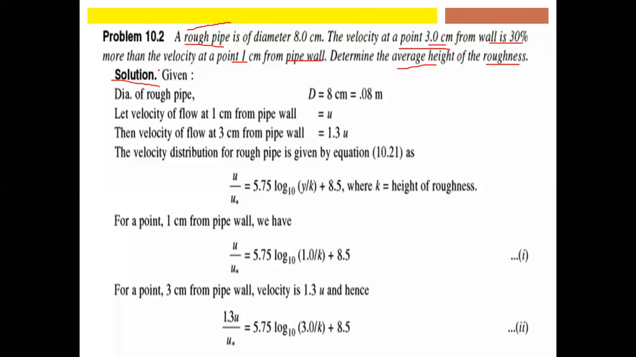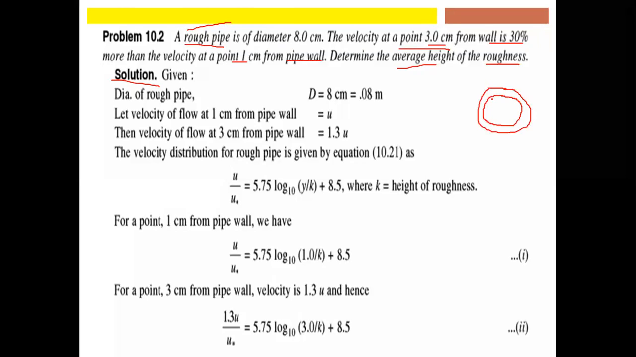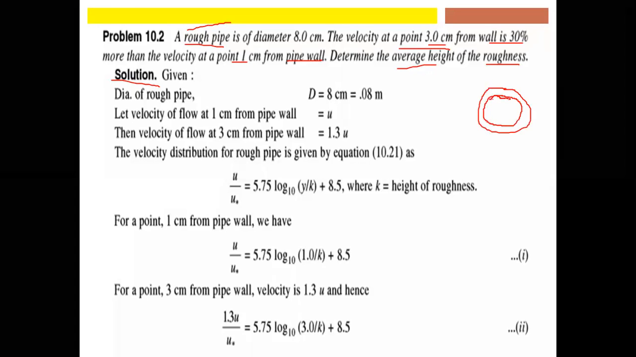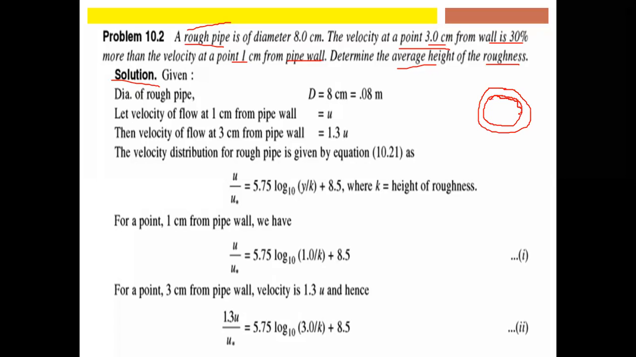Now what is given according to the question? The diameter of the rough pipe. In the cross section of the pipe, the inside wall has some roughness, which can be seen only through a microscope. Physically we cannot see the roughness inside the pipe wall. We have seen the figure with a zigzag pattern, smooth flow or rough flow like this. The diameter of the pipe is 8 centimeters, that is 0.08 meter.